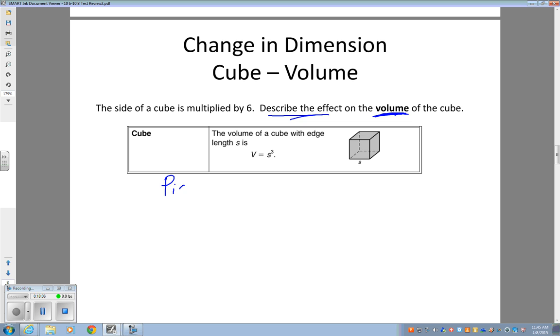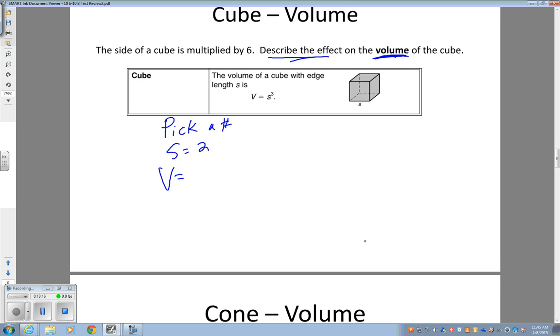All right, we got 2. So our side is going to be 2. What would be the volume of the cube if I had a side of 2? It would be 8, because I would do 2 times 2 times 2, which is 8.